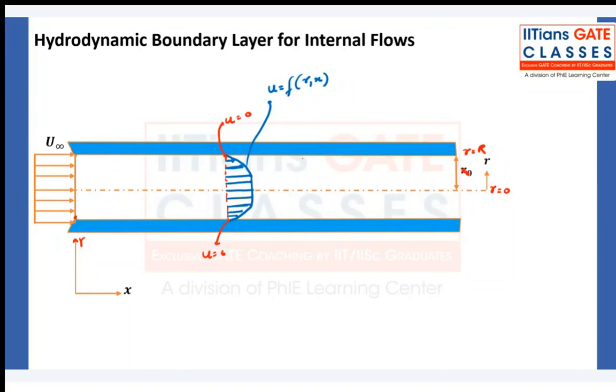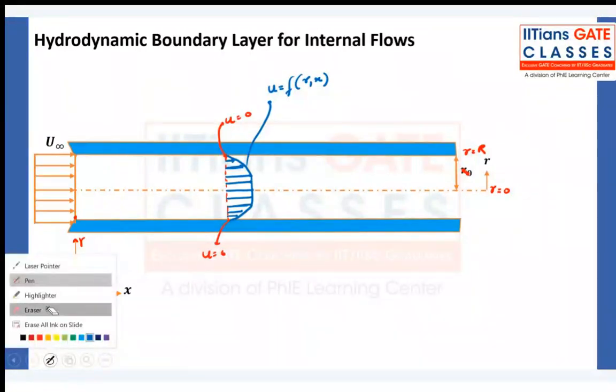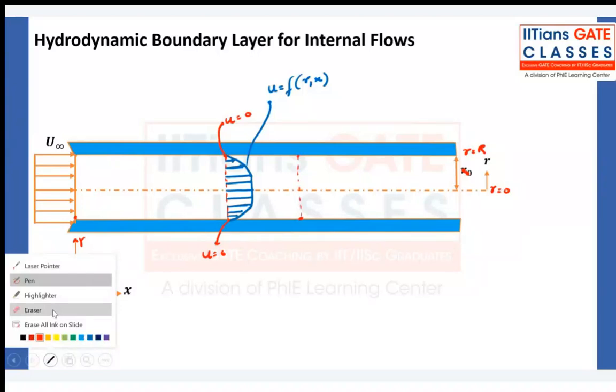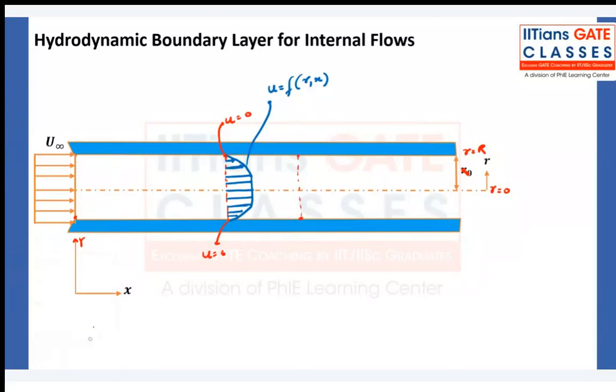Let me draw one more diagram. So again, here it will be 0, here it will be 0. Okay. And now the gradient is going to change. How is it going to change? Now at the third point, it became the same as the maximum velocity, but this time it is going to further extend, and again, now it is the same.